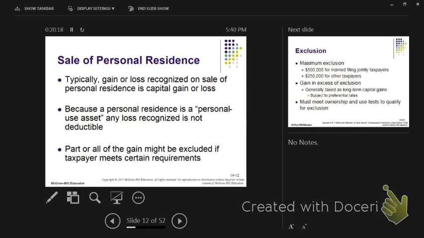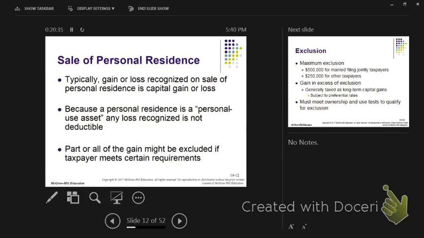So when we're looking at the sale of the residence, typically a gain or loss is recognized. It's a capital gain or loss. We've talked about capital gains or losses. On that, when we're looking at our 1040, a typical capital gain or loss is going to show up on line 13.